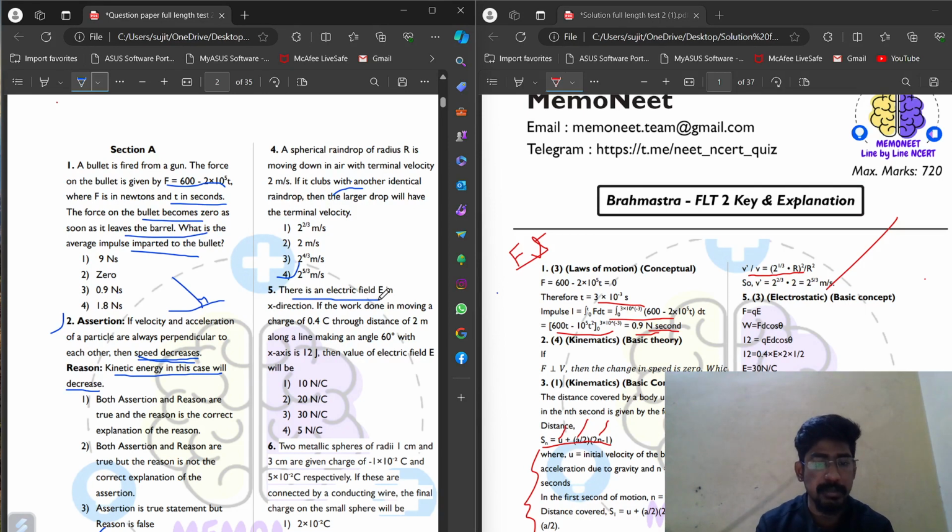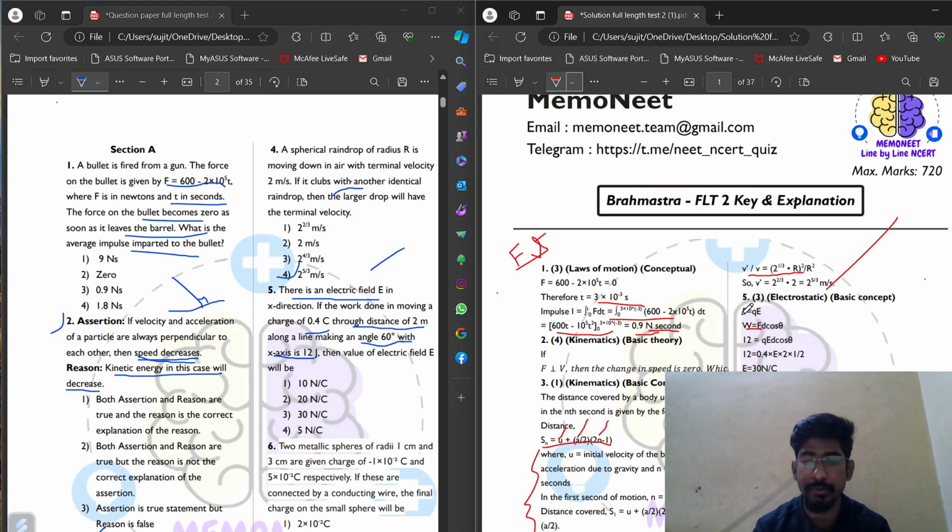There is a static electric field, from electrostatics, in the x direction. The work done in moving a charge q, with the value of q being 0.4 coulomb, through a distance of 2 meter, that is r, making an angle of 60 degree with the x-axis, is 12 joule. The work done is 12 joule.